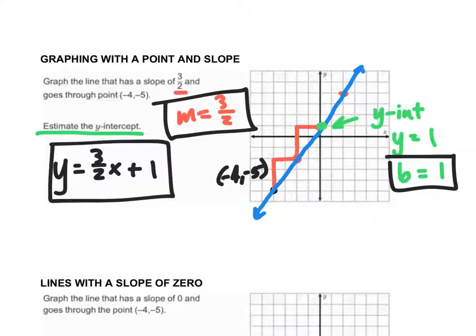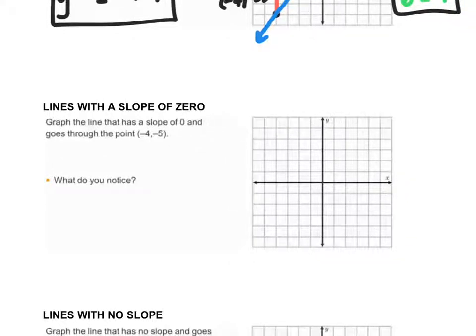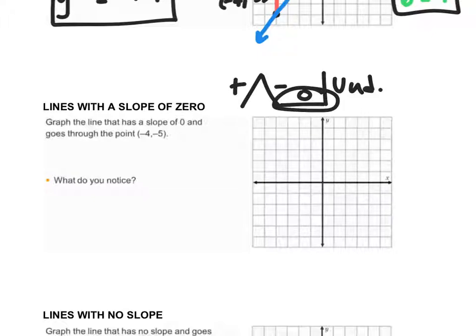All right, let's talk a little bit more about lines with a slope of 0. Remember, we either have a positive slope, negative slope, a 0 slope, or an undefined slope. So we're going to be using this value there, the point (-4, -5), so down 1, 2, 3, 4, 5. And with a 0 slope, it's just going to be a horizontal line.